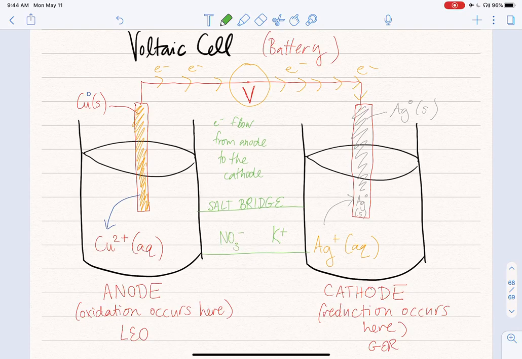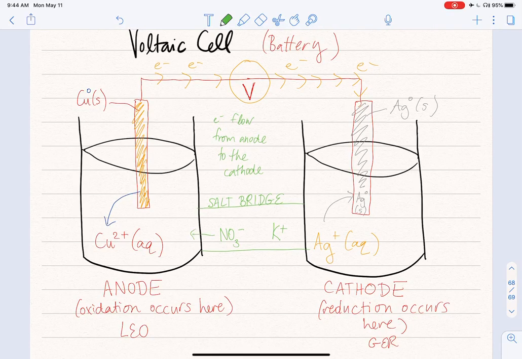So what will happen is the nitrate, being the negatively charged ion, will flow into the anode to replace the negative charge that's lost as the redox progresses. And conversely, the potassium, which is a positively charged ion, will flow into the cathode to balance out the negative charge that's accumulating at the cathode. So a salt bridge just has to be made out of some inert salt, and it has to allow the ions to pass through so that both sides can be maintained at neutral charge.